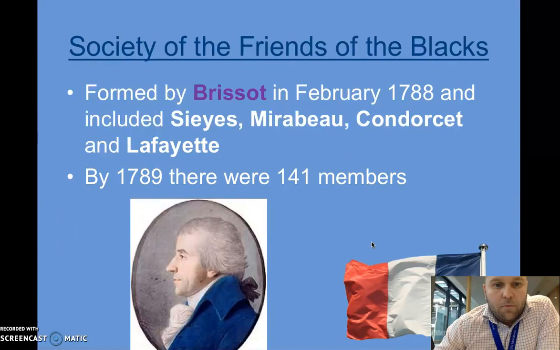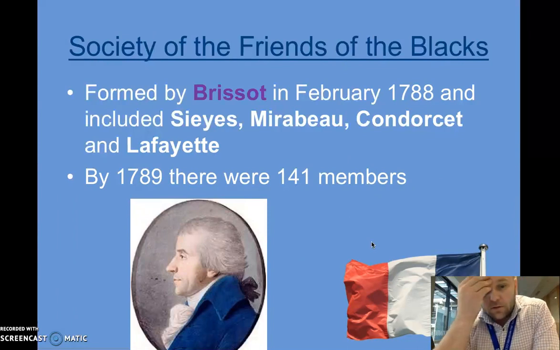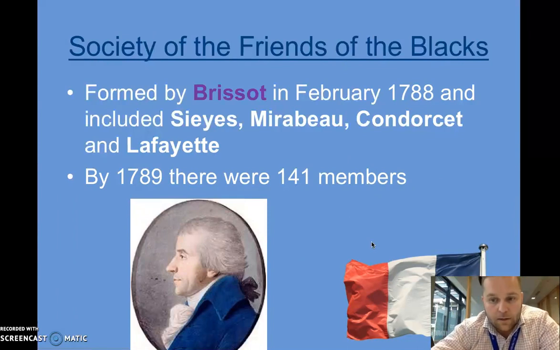So aside from the Quakers, let's now think about the French. What people were talking about the abolition of slavery? We have this wonderful man here, Brissot. You might remember him because he does many things and, of course, has his head chopped off later on. He formed the Society of the Friends of the Blacks.